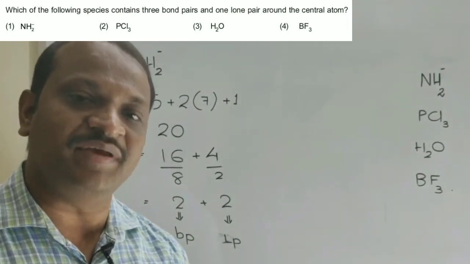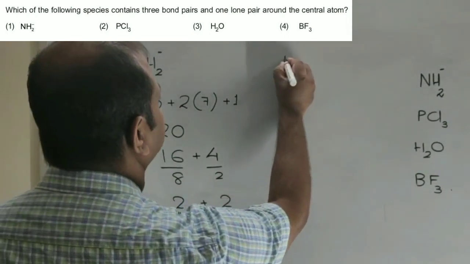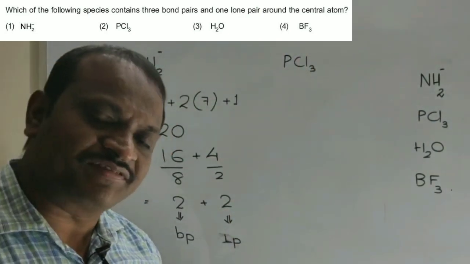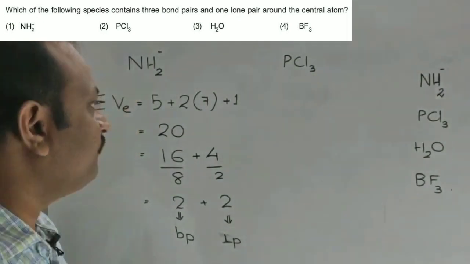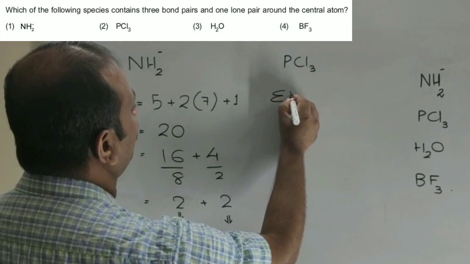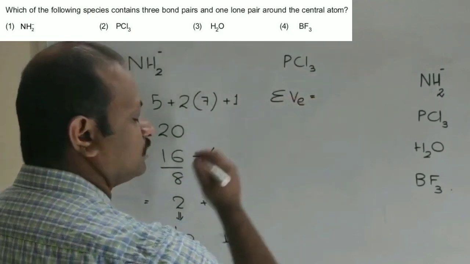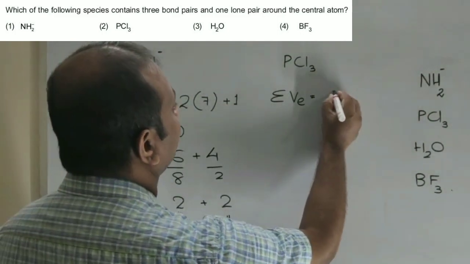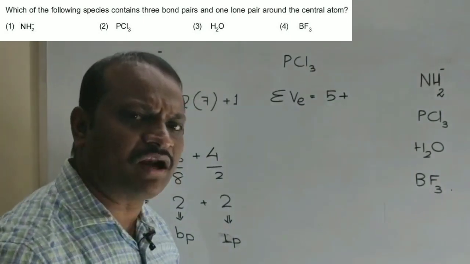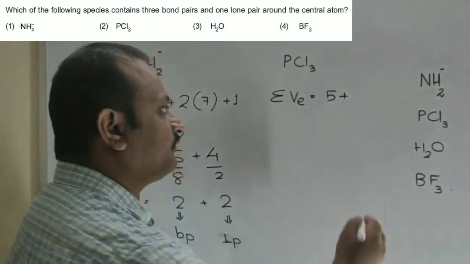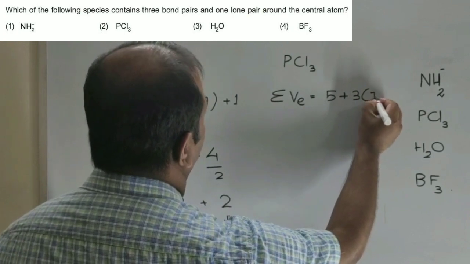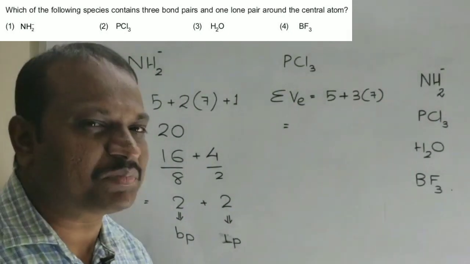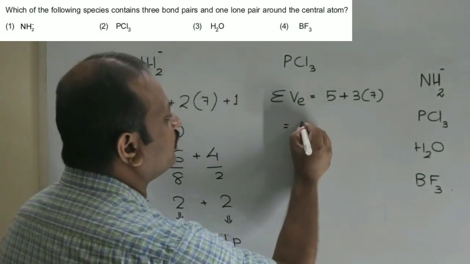What is the next compound? PCl3. So let me write PCl3 here. As I told you, first of all, let's find the valence electrons, sigma of valence electrons. How many valence electrons are there in phosphorus? 5. So I can write 5 plus, and chlorine has how many valence electrons? 7. So 3 into 7 means 21. 21 plus 5 means 26. So I can write 26.